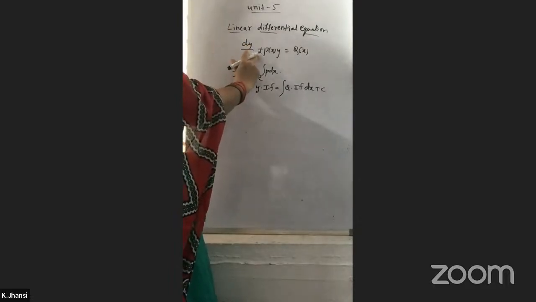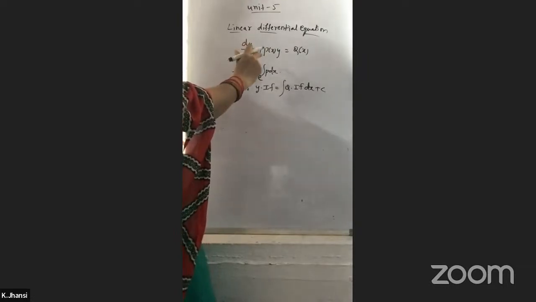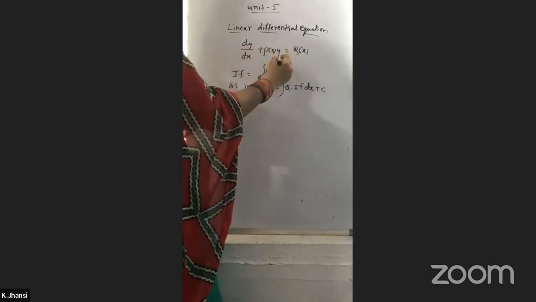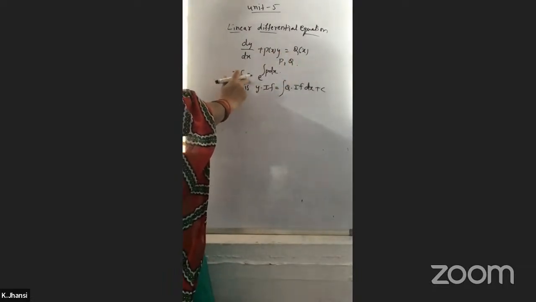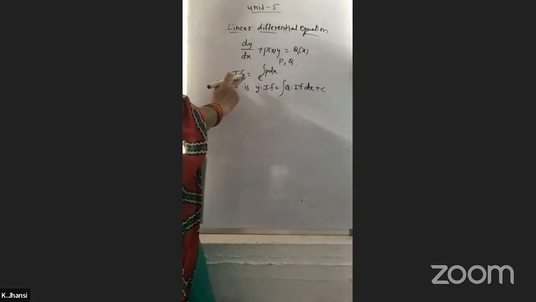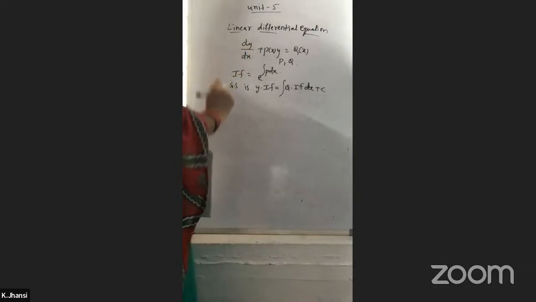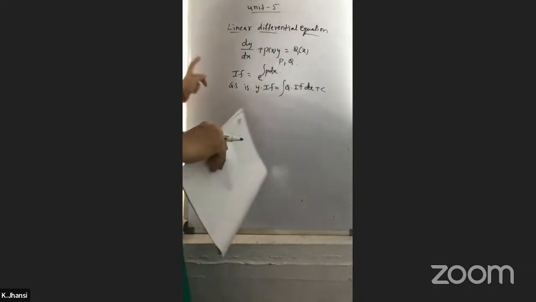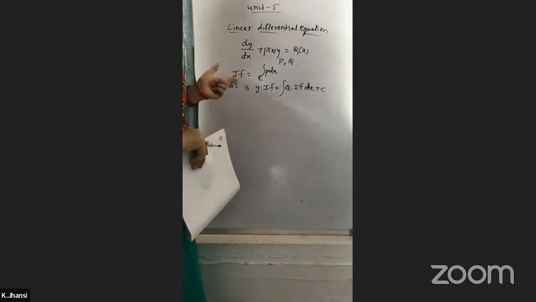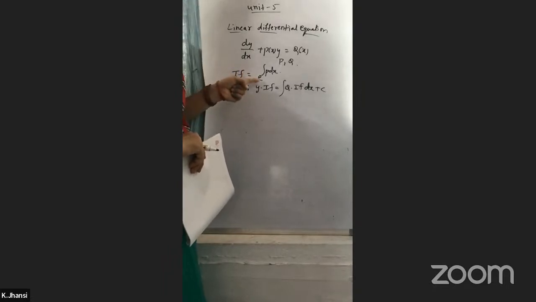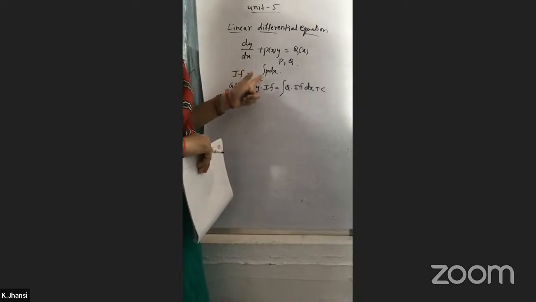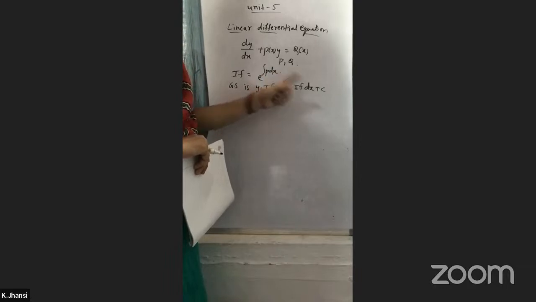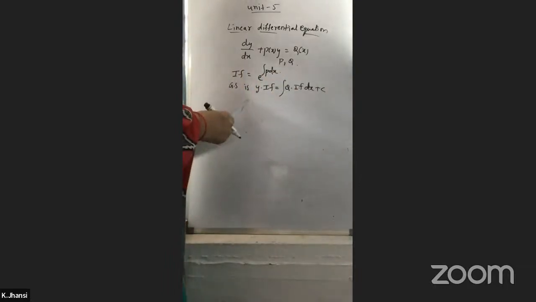First, check whether it is in this form. If it is not, then convert it into this form. Then see what the p and q values are. After taking the p and q values, find the integrating factor. Why we use the integrating factor: we convert the linear differential equation into an exact differential equation. That is the definition of the integrating factor. It is defined as e to the power of integration of p dx, and the last step is the general solution. Okay. So we'll see one example problem.